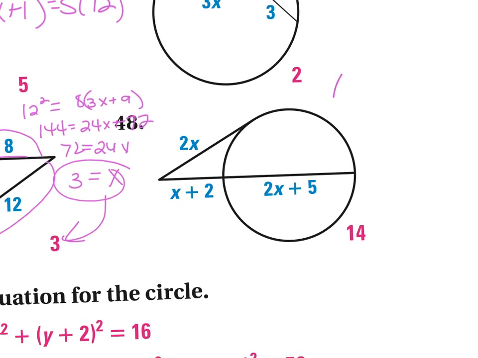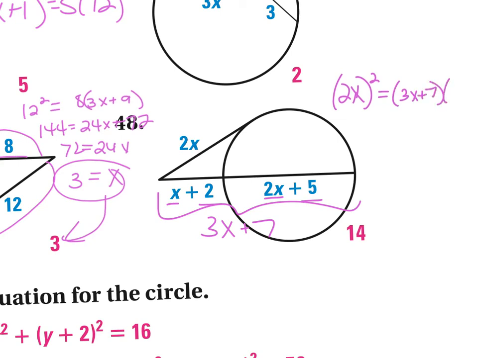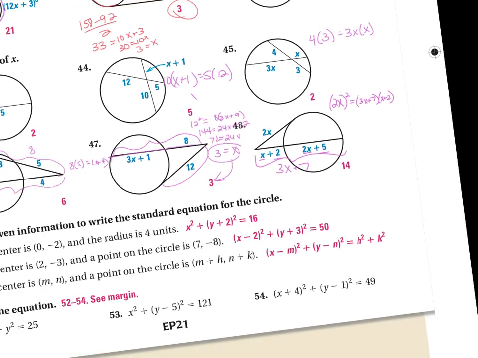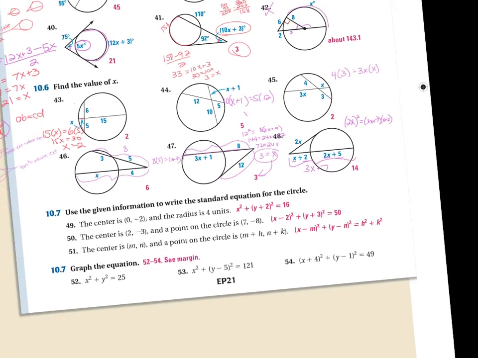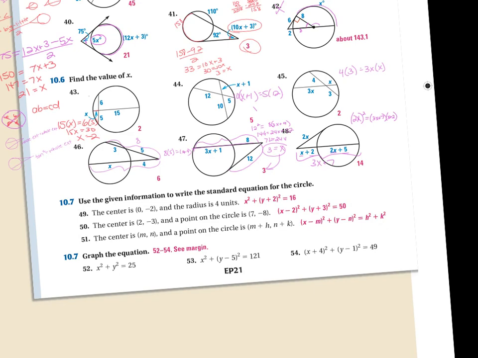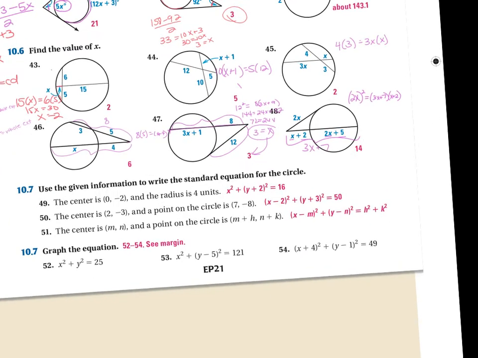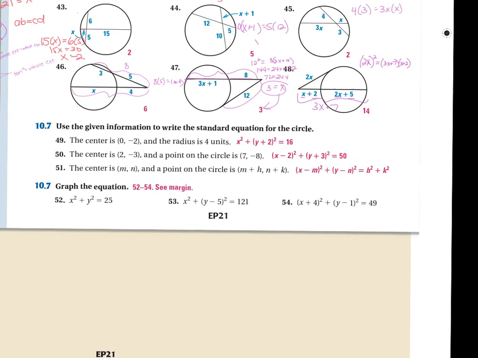5 would be the same thing. So this would now be a tangent squared, which is 2x squared, equals the whole thing. So x plus 2x is 3x, and 2 plus 5 is 7. So the whole would be 3x plus 7 times the external part, which is x plus 2. So that one you'd have to FOIL out. There's nothing really that complicated on it. You just need to know this theorem: the whole times external, and the tangent squared equals whole times external.